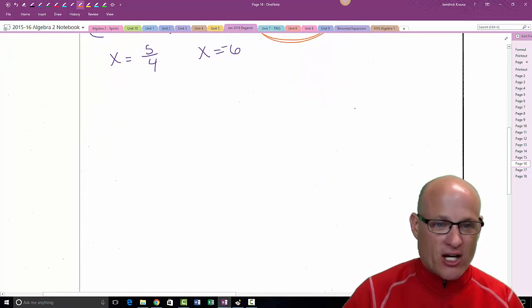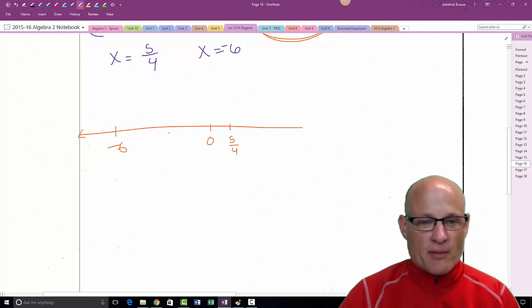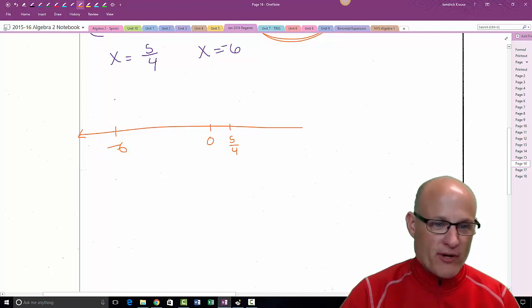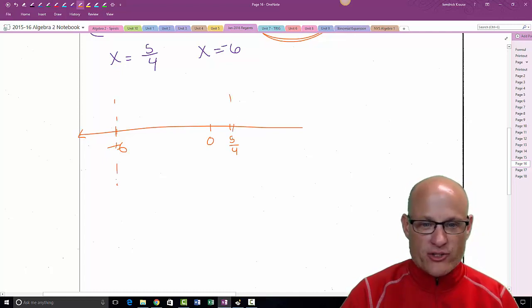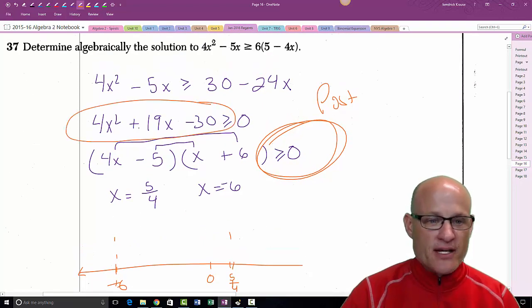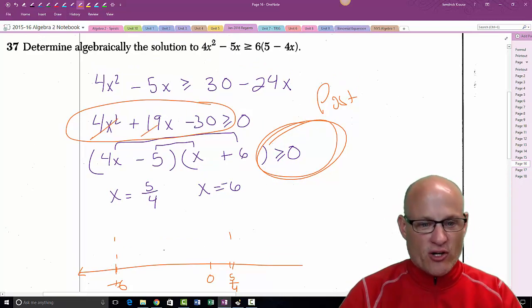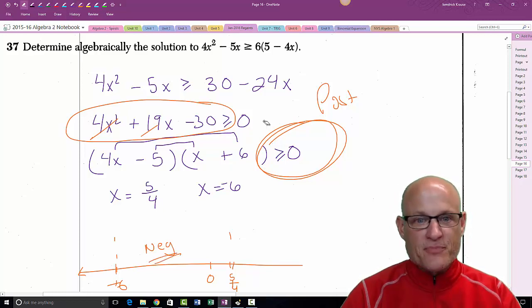All right, so we got to go check our numbers. We got to go on a number line. Here's negative 6. And here's 5 over 4, and 0 somewhere around here. All right, so doesn't really matter. So this breaks it into our compartments that we need to check. So if I plug in 0 into this equation right here, I get 0, 0, negative 30. So 0 would be negative. So somewhere in here would be negative.